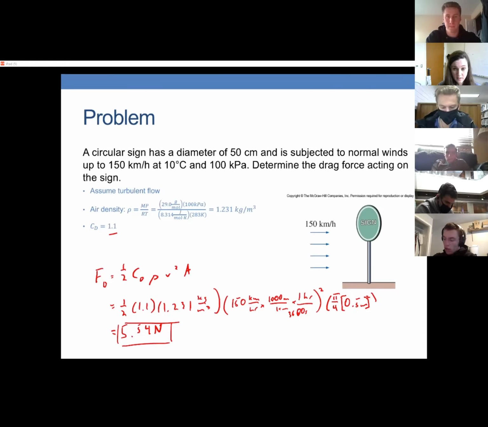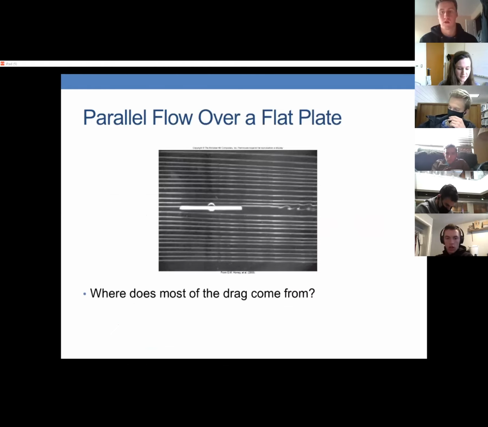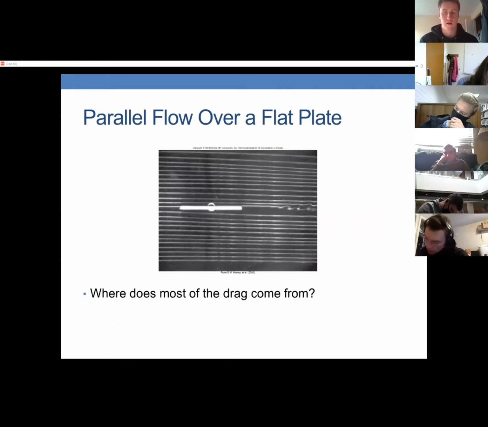Okay. So if you plug everything in right, you should get the right answer then. And that is what the drag coefficient allows us to do. Now, with our last few minutes of class, we're going to talk about flow over a flat plate. So in a flat plate like this, most of the drag now is going to come from friction drag instead of pressure drag, because we've got all of those viscous forces going along the surface, dragging it, and the turbulent wake is very small. So now most of the drag is going to come from friction drag.